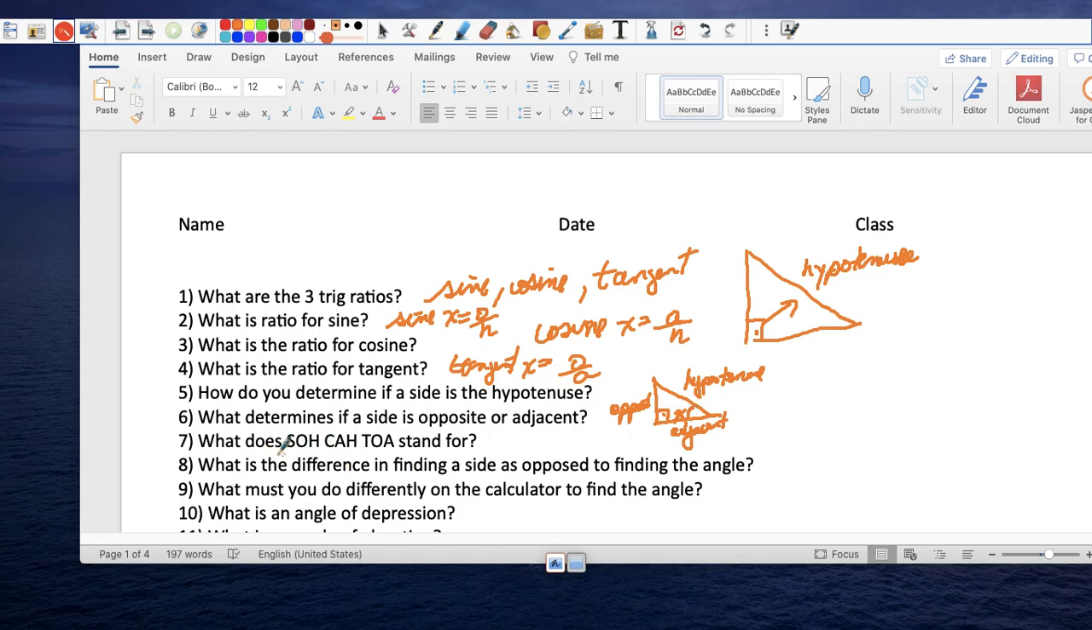Okay, what does SOHCAHTOA stand for? Just a little gimmick, right, for you to remember that sine is opposite over hypotenuse, cosine is adjacent over hypotenuse, and tangent is opposite over adjacent.